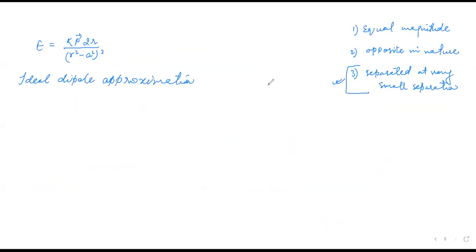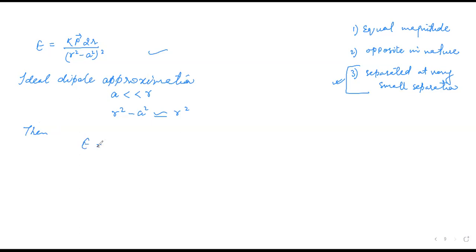Now, for ideal dipole approximation, we are taking A is very, very less than R. So R square minus A square can be approximated as R square only, because we can neglect A. Why? What is the reason of neglecting here? Because it is very, very small. Then what will be this equation?